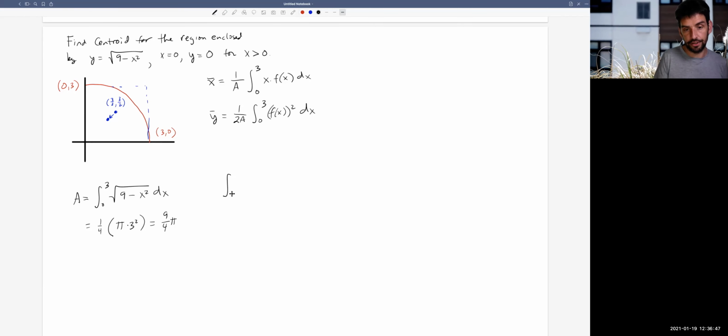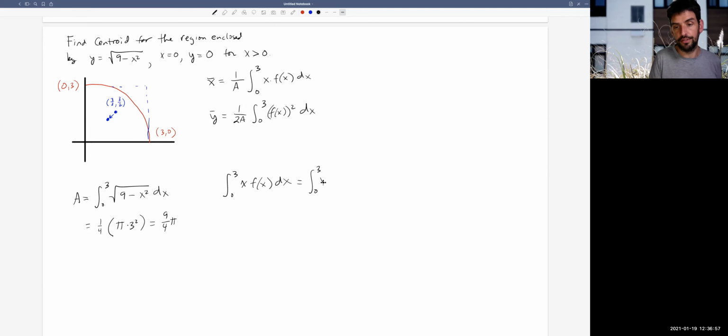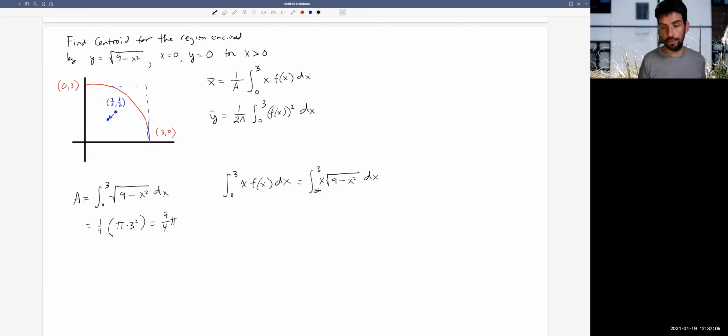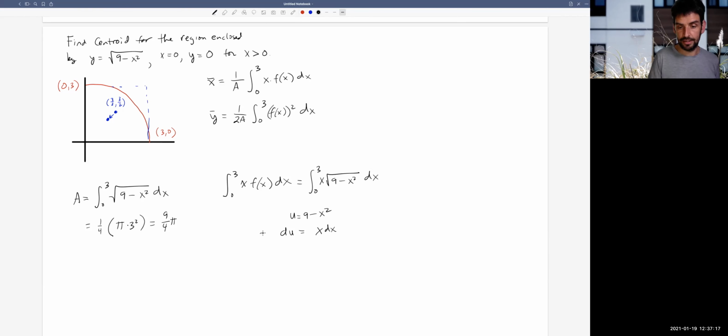We need the integral from 0 to 3 of x, f of x dx, which is the integral from 0 to 3 of x times the square root of 9 minus x squared dx. This looks like a u sub will work nicely. I'm going to take u to be 9 minus x squared. This will give me du is equal to negative 2x dx. I'm going to take the negative 2 over here as a negative 1/2. And I have my substitution.